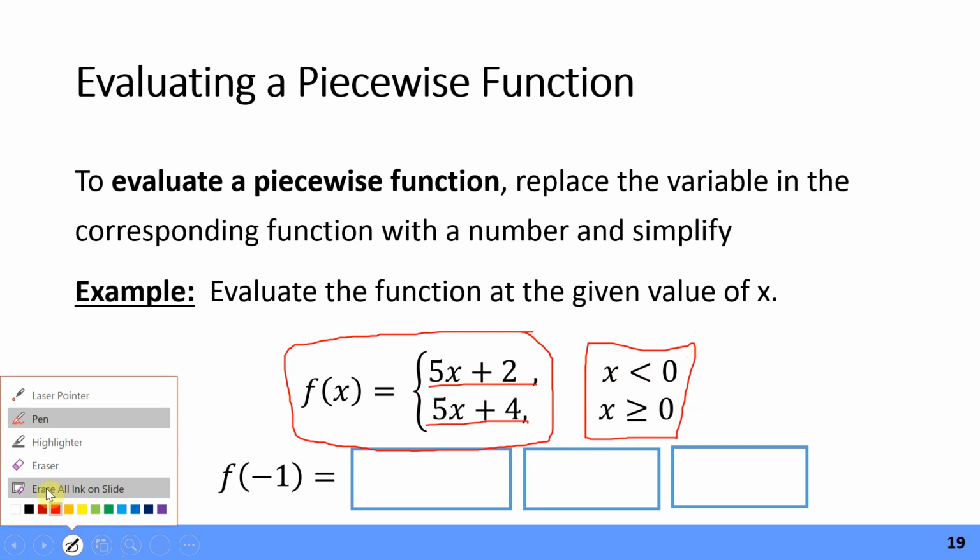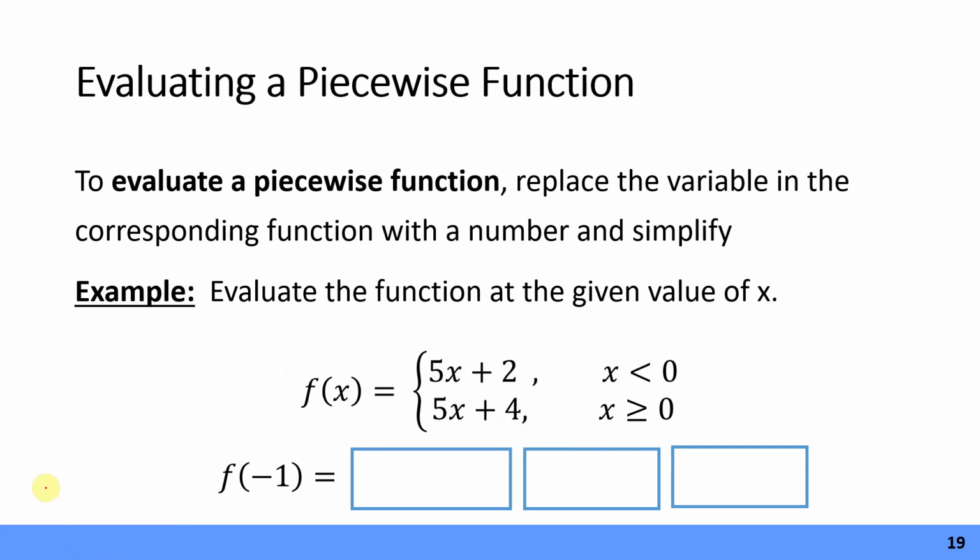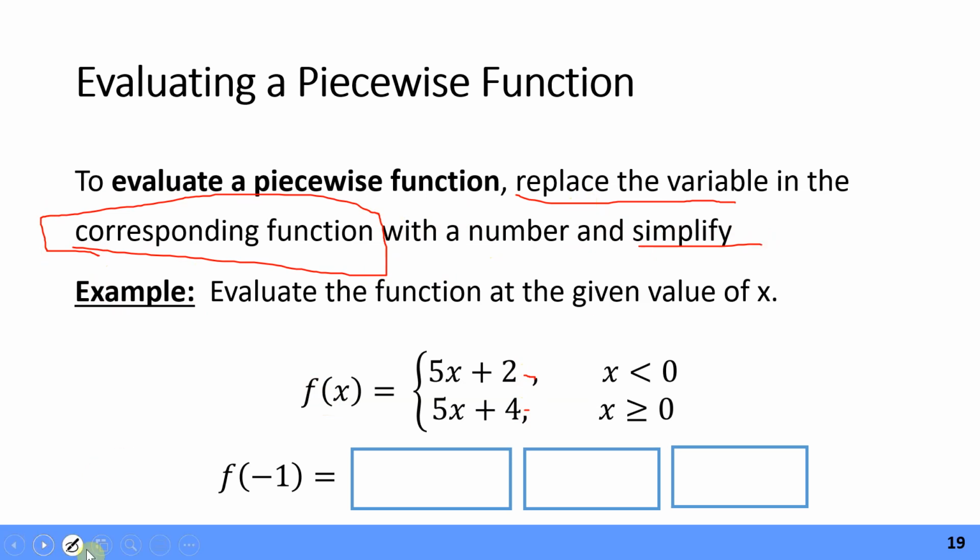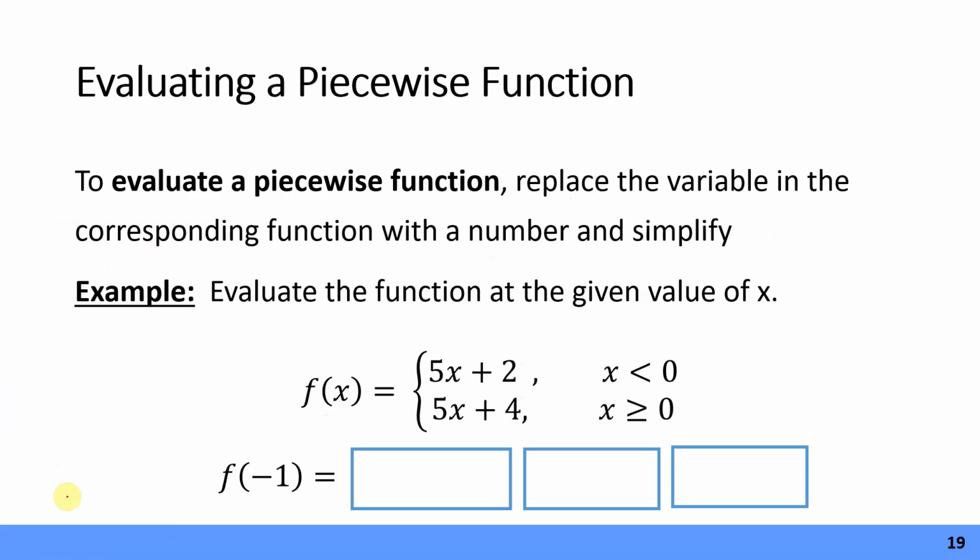So first thing I want to show you is how to evaluate a piecewise function. In order to do that, we've been doing it all along. You're going to replace the variable, but now you have to make sure that you use a corresponding function because you have multiple functions. You're going to have to know which one to use. And then after you replace the variable, you're just going to simplify. Okay, so let me go ahead and walk you through an example, and then we're going to do a couple more, and that'll be it for this section.